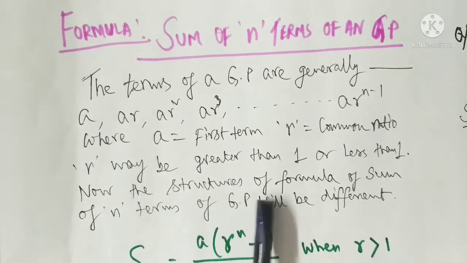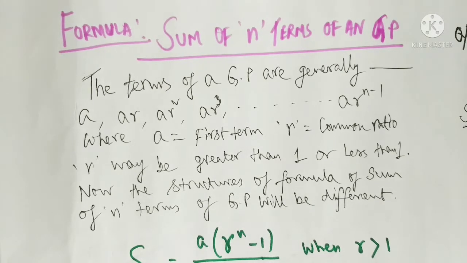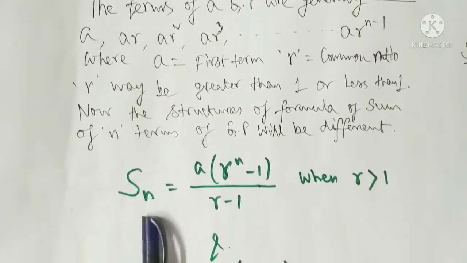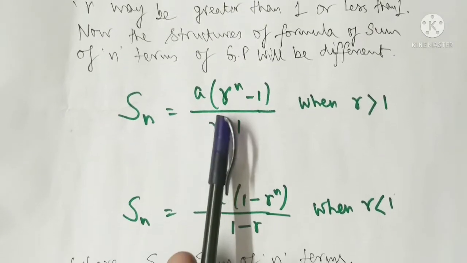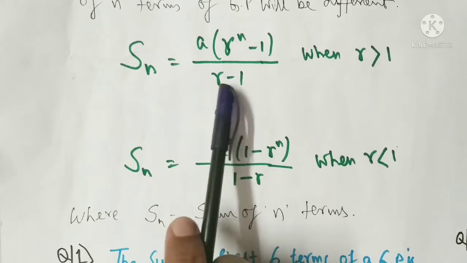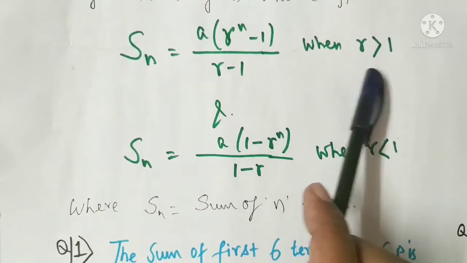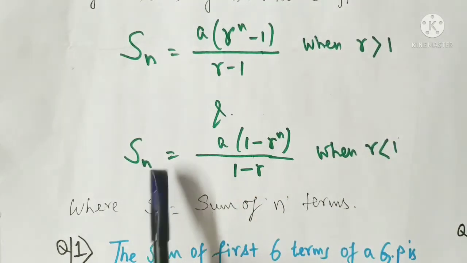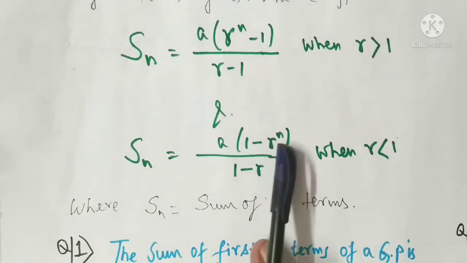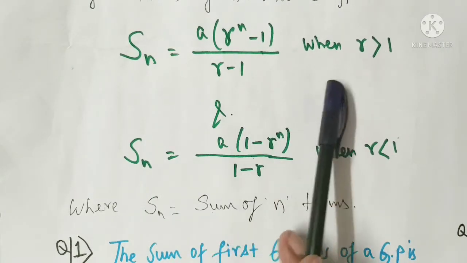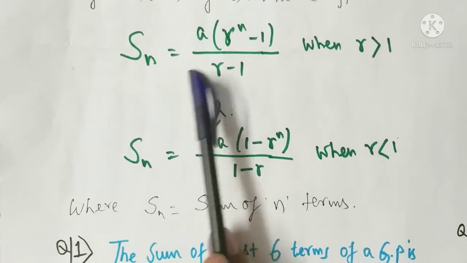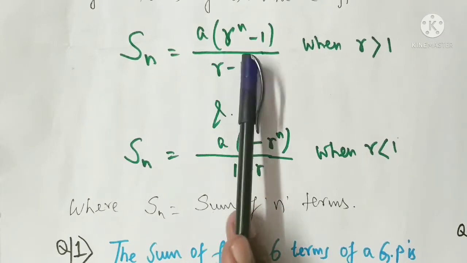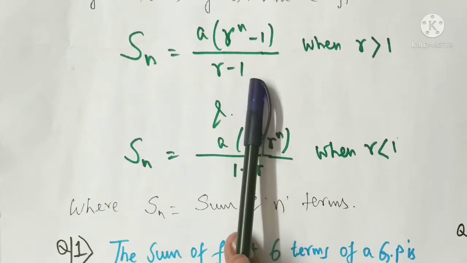Now the structures of the formula of the sum of n terms of a GP will be different. That is, Sn equals A r to the power n minus 1 by r minus 1 when r is greater than 1. In the case of r greater than 1, we get Sn equals A r to the power n minus 1 by r minus 1.